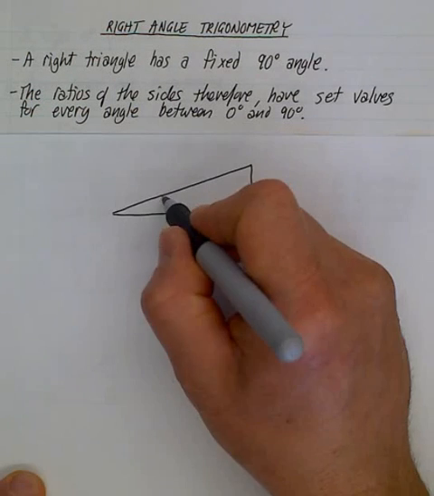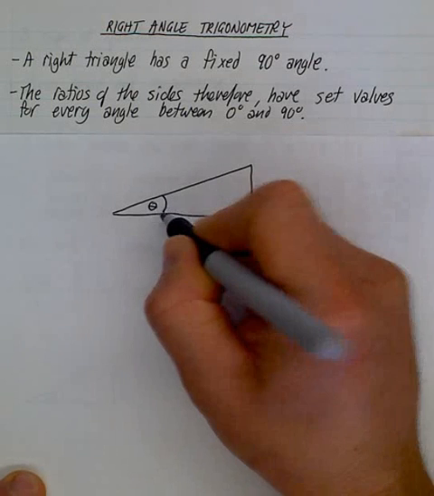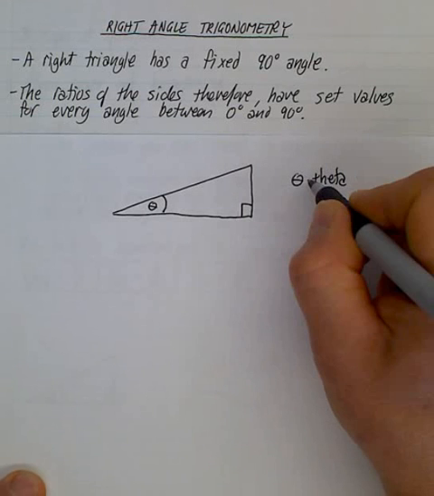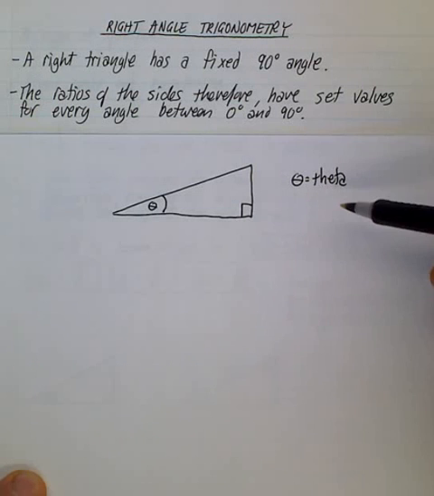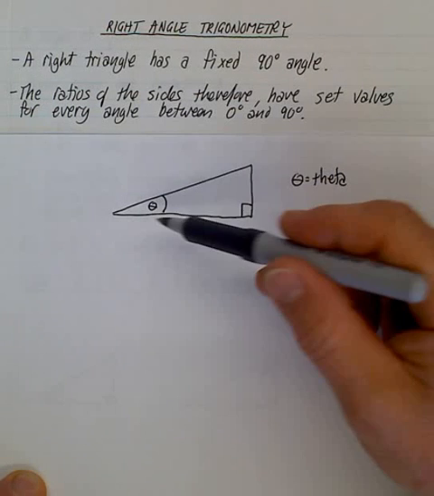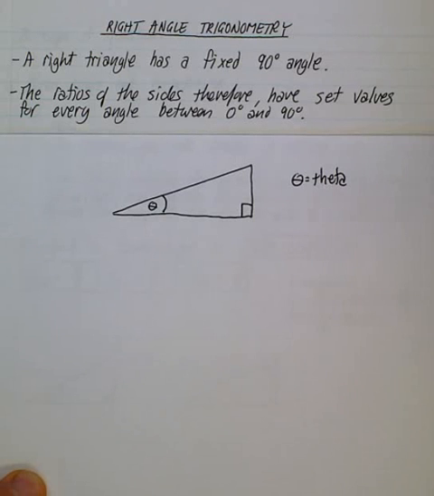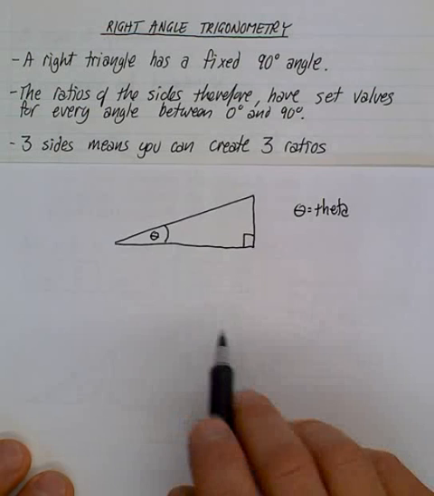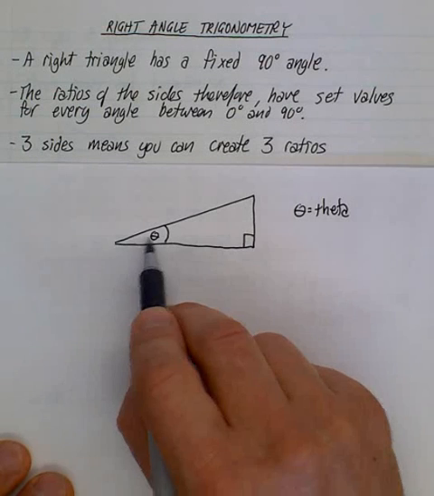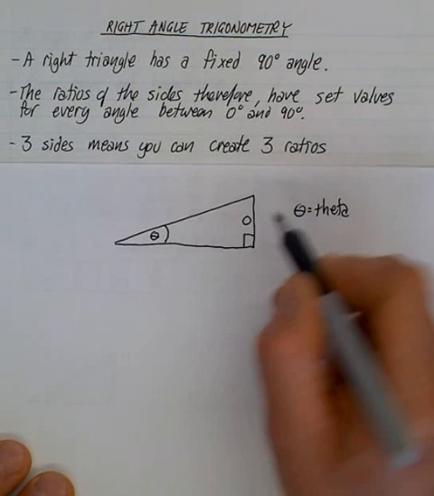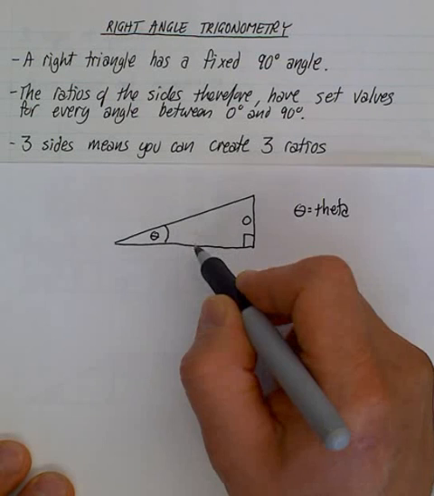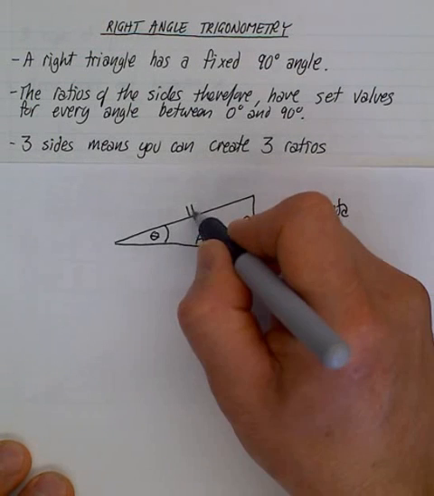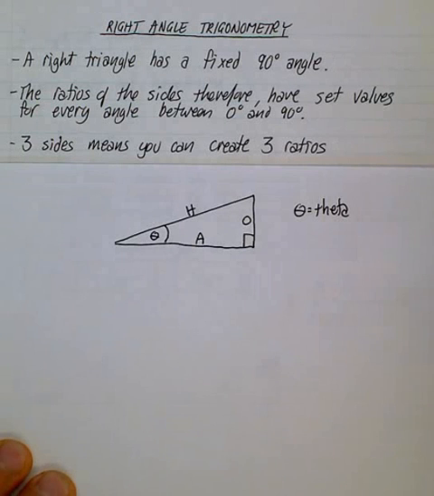Let's look at an angle here, and we'll call that theta. This is a Greek letter, it is theta, and it is usually used to represent the unknown angle. Now, three sides means that we can create three different ratios. We'll call this the opposite side because that's opposite that angle. We'll call this the adjacent side because it's adjacent to that angle. And we'll call this the hypotenuse because it's the long side.